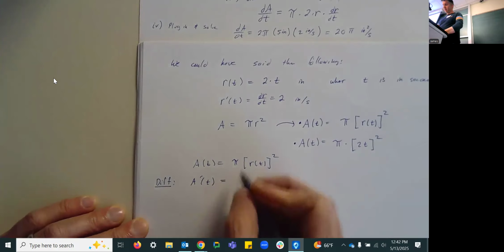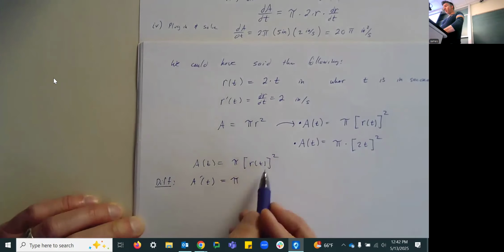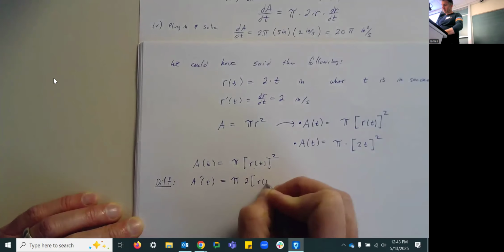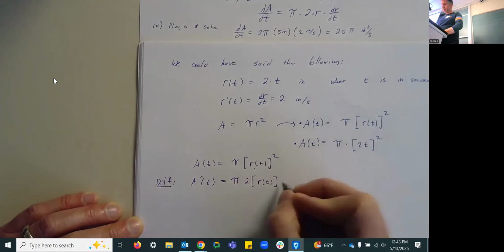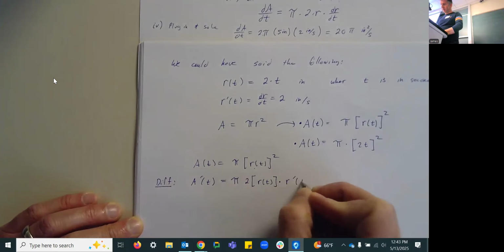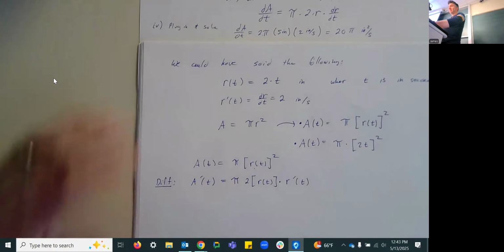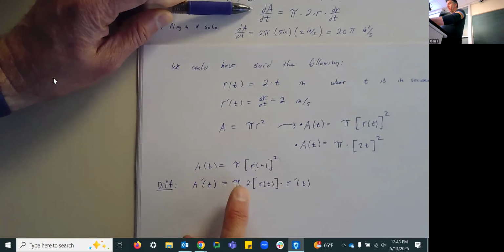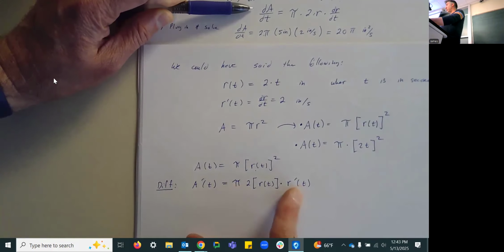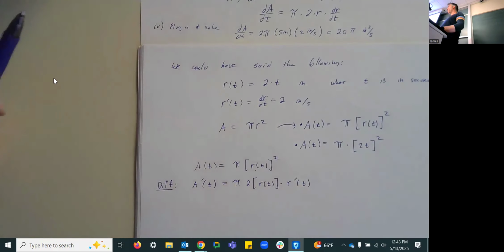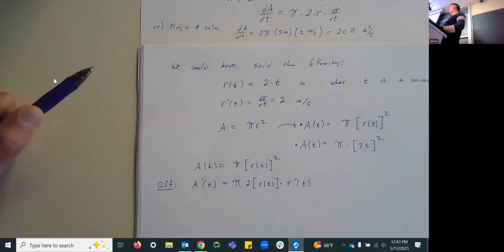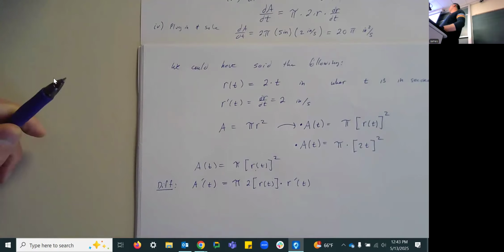And on the right-hand side, again, the pi hangs out. The derivative of something squared is 2 times our something to the first times the derivative of our something. But look, that's essentially exactly what we wrote right there: dA/dt equals pi times 2 times r times dr/dt, just using different notation. And then we can plug in what we know. So here's the thing we don't know. In this problem, I told you what r is equal to. I didn't tell you what time was equal to.